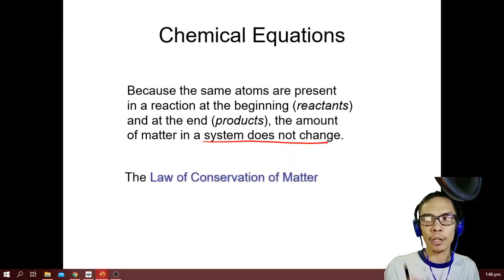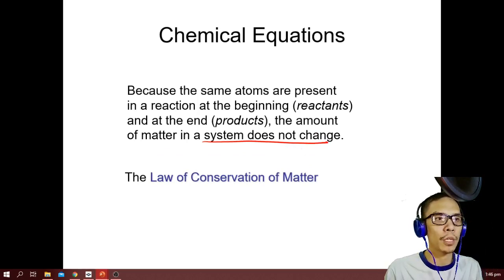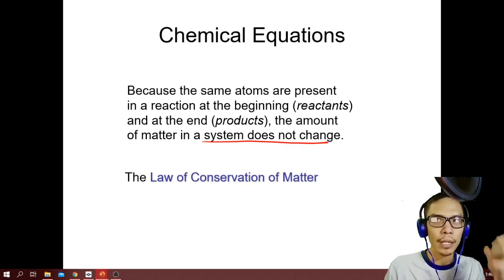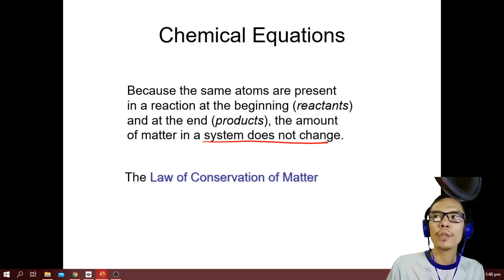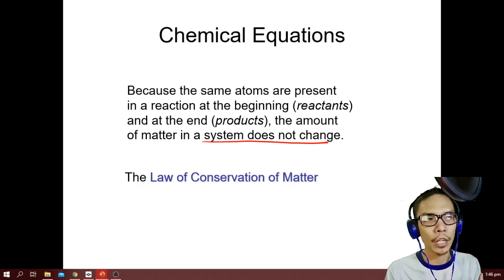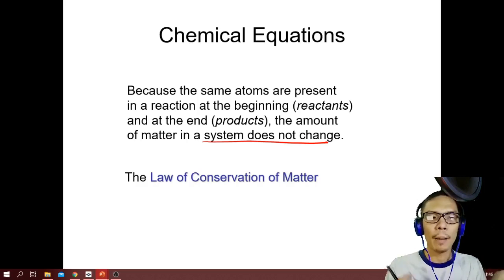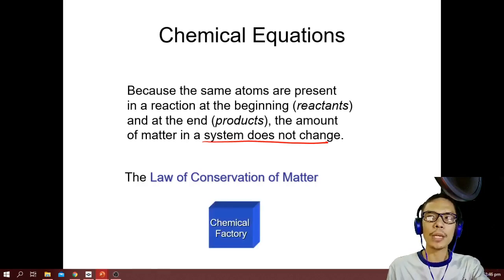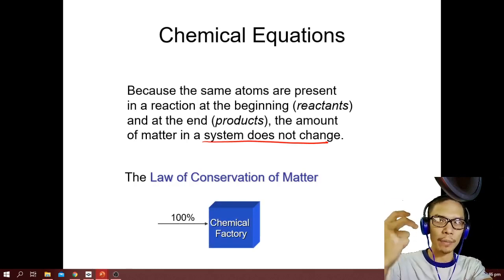The system must not change. And this particular statement is what the law of conservation of matter is all about. So that is the statement of the law of conservation of matter. It tells us that in a chemical reaction, whatever the reactants are must be seen in your products. The system does not change. You cannot create matter nor destroy matter. That is the law of conservation of matter.